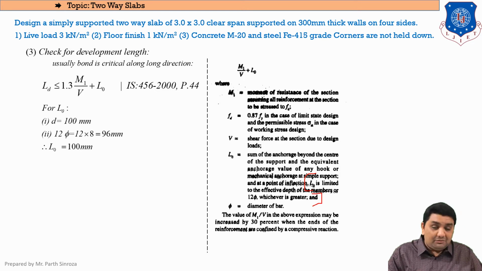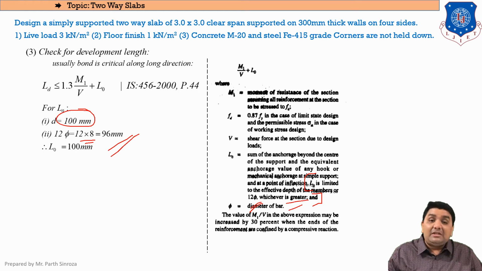Effective depth, as we have considered the longer span, or the longer direction, that means Ly. So the effective depth we will be considering will be dy. So the first case will be 100 mm. The second case is mentioned as 12 into 5, so 12 into 8. Some of you might have taken the value to be 10. No, there is no issue. So the answer comes up to be 96.